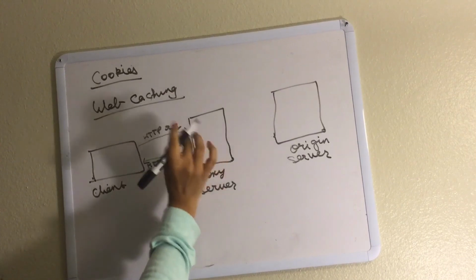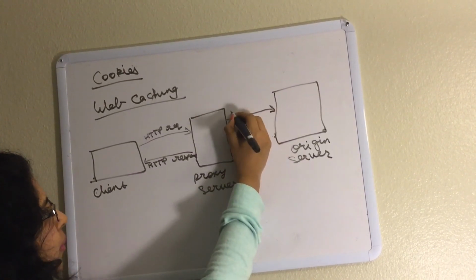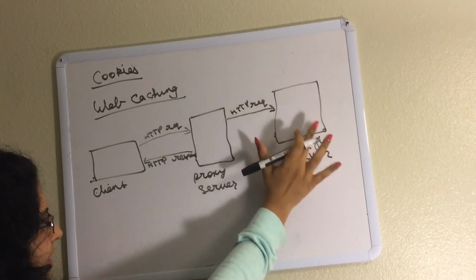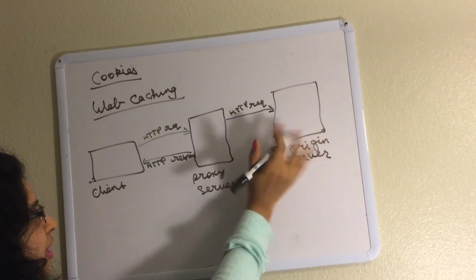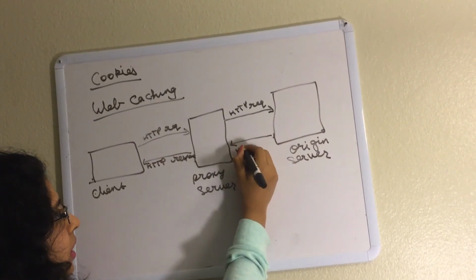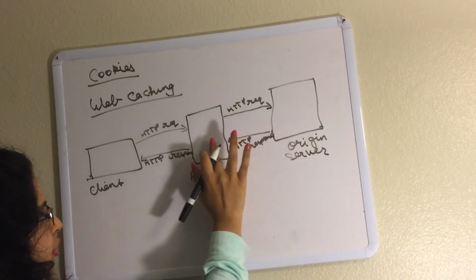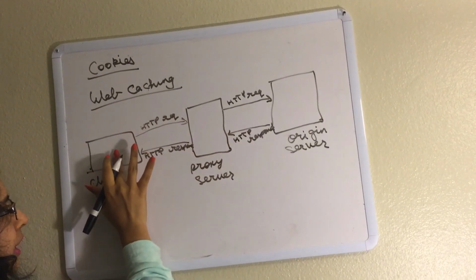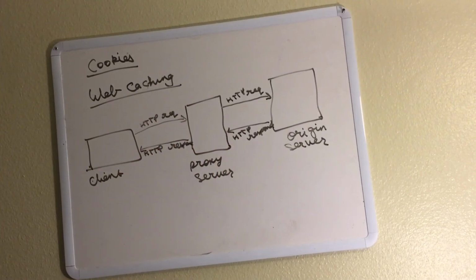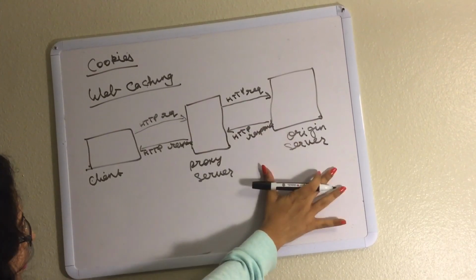If the object isn't present in it, it's going to send an HTTP request to the main server. The main server looks for the object and returns it to the proxy server along with an HTTP response, which it's going to send back again to the client along with an HTTP response. This is the working of the web cache, proxy server, client, and origin server.